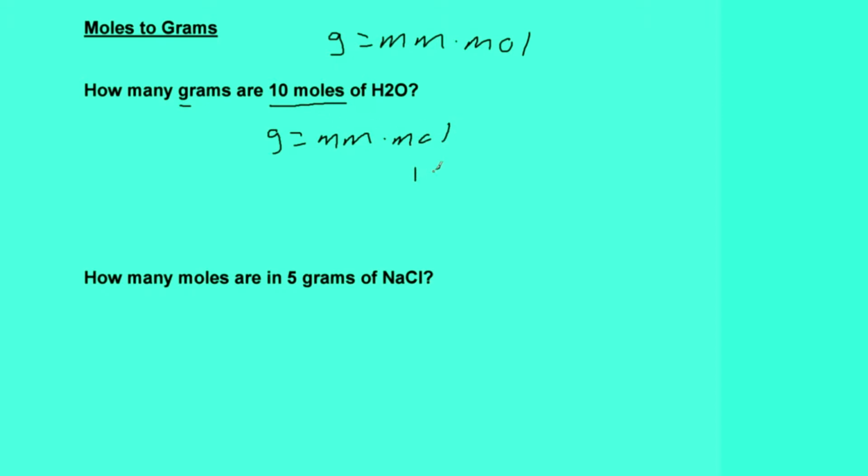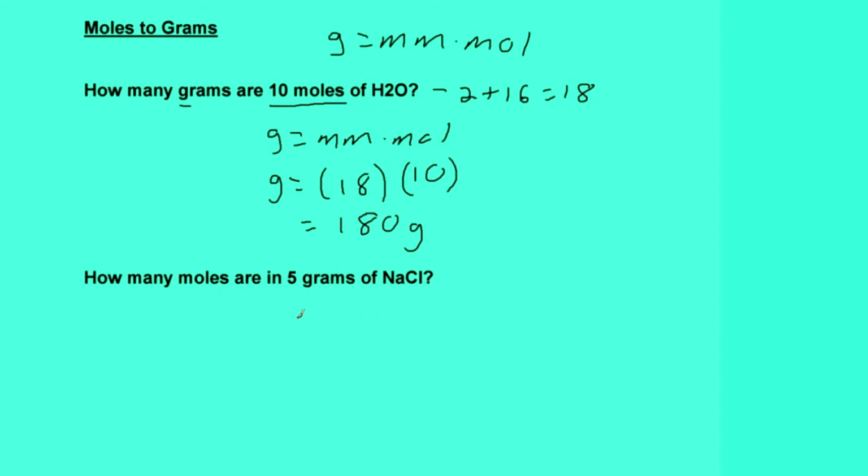We have 10 moles. We're trying to solve for grams, so this is our unknown. And molar mass. Can we calculate a molar mass of water? Of course we can. We already said it was 18. We have 2 hydrogens plus an oxygen. We're going to plug that in here. We get 180 grams. Okay, so 10 moles of water would weigh 180 grams. Very simple. Just plugging in numbers to our formula.